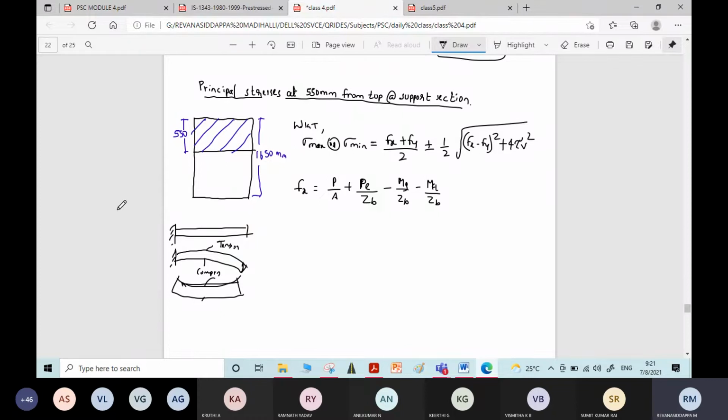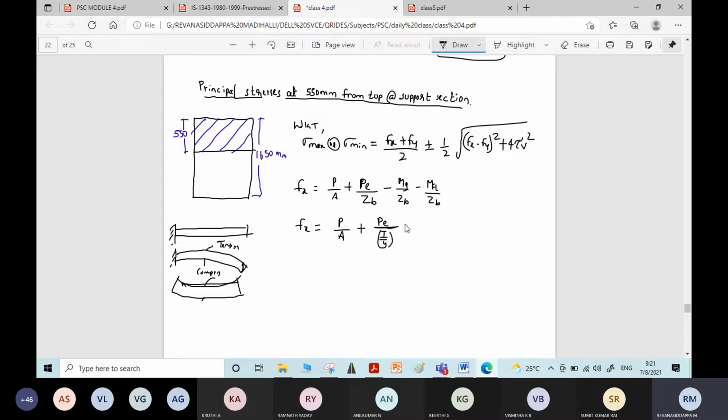Therefore, here fx equals P by A plus PE by Z. PE by Z is 0. That I will write as I by Y.